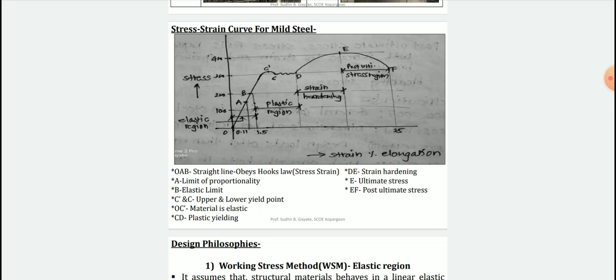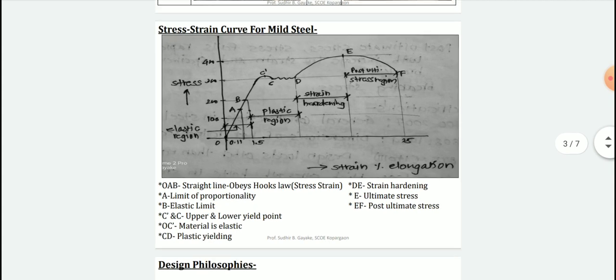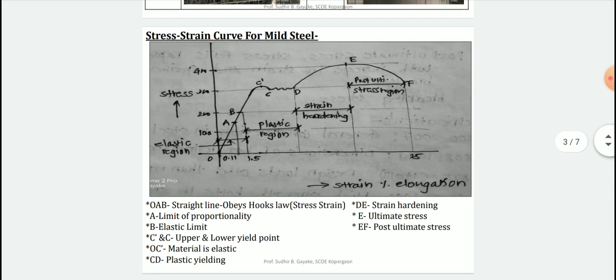So as per this particular diagram, our observation should be that the figure is divided into four basic categories or classes. That is elastic region, plastic region, strain hardening region, and post ultimate stress region. So our design philosophies are based on these particular regions only. That is going to be our next point.